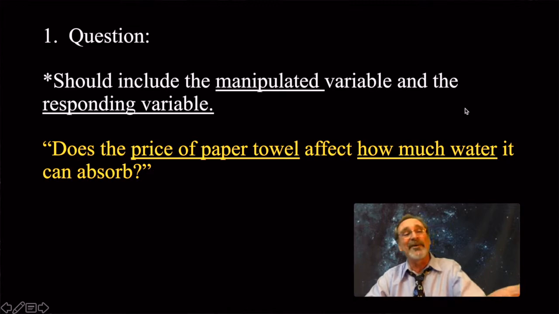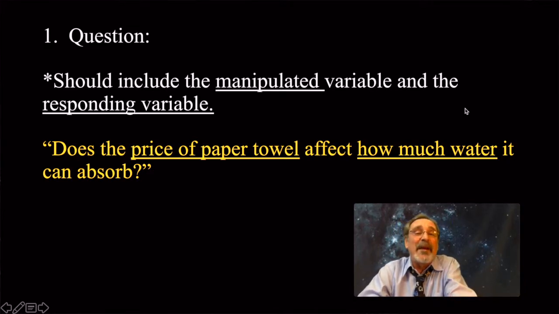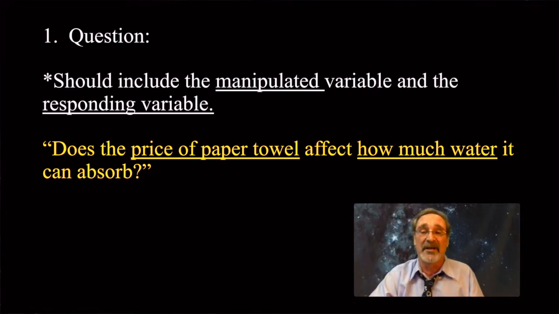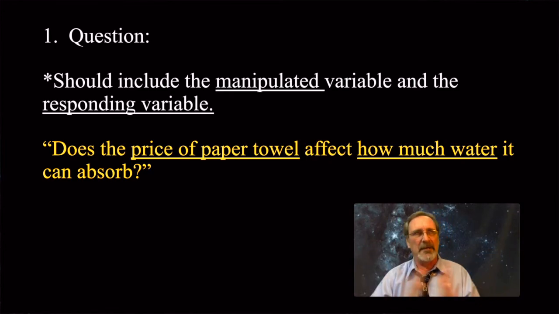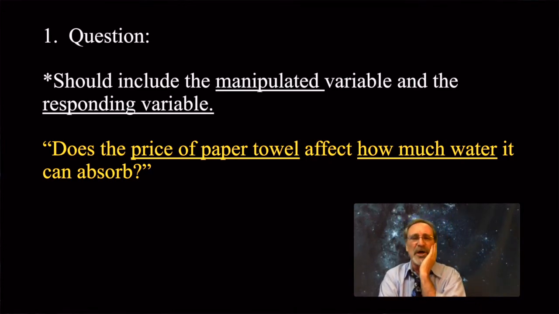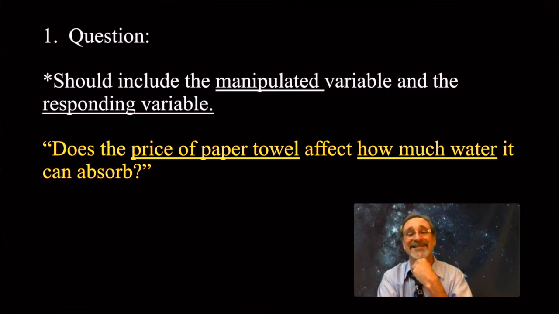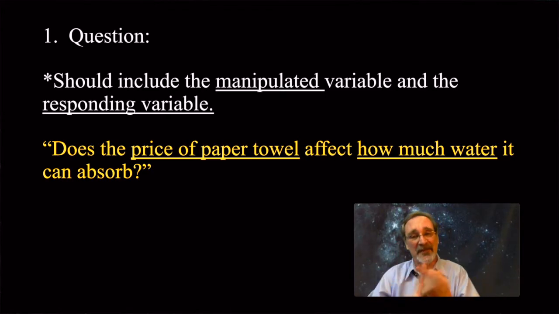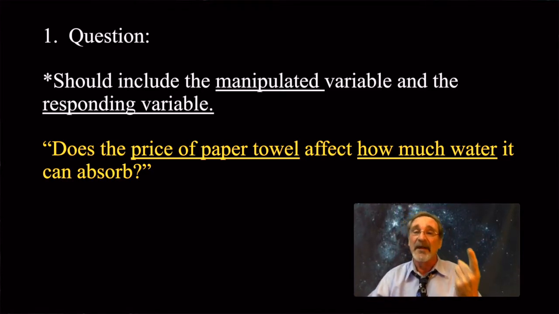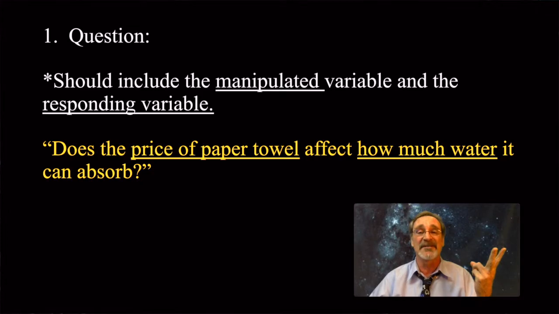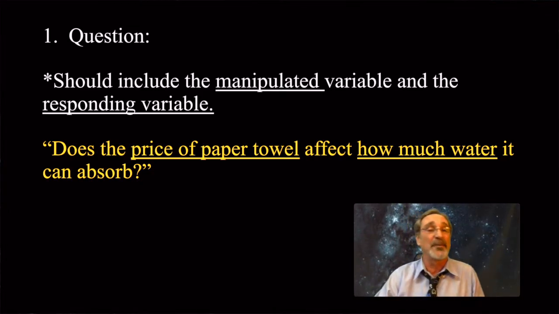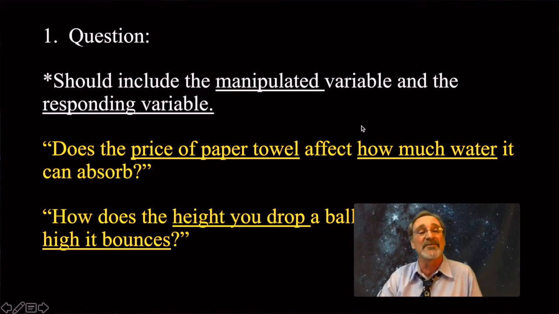For example, you might say, does the price of paper towel affect how much water it can absorb? Your hypothesis might be, I think the more expensive paper towels will absorb more water. Well, how do you test that hypothesis? You come up with an experiment where the manipulated variable is the price of the paper towel, and how much water it absorbs is the data. So that's your question: does the price of the paper towel affect how much water it absorbs?